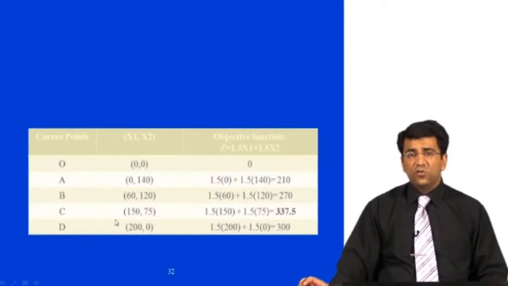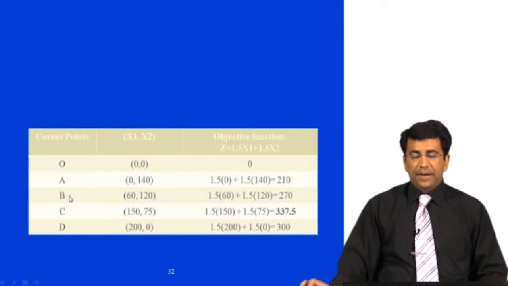Now class, we have the coordinates of all the corner points. We have the corner points O, A, B, C and D. The coordinates of O, A and D were already known, and using the simultaneous equation method, we just computed the coordinates of point B and point C. Now this is our profit function, z is equal to 1.5x1 plus 1.5x2. We will put these values of x1 and x2 one by one in this profit equation, so we can compare the different alternatives.